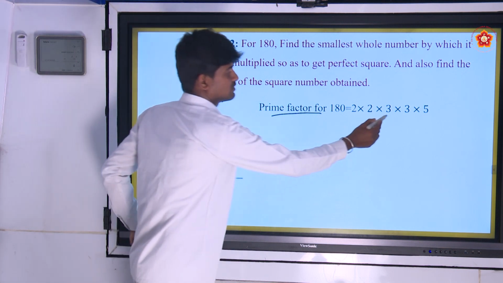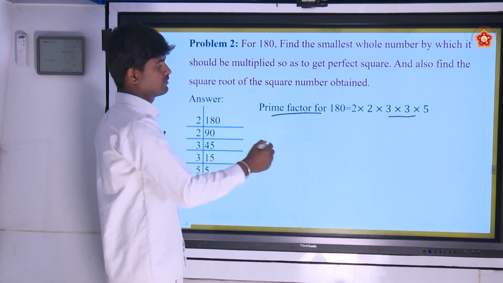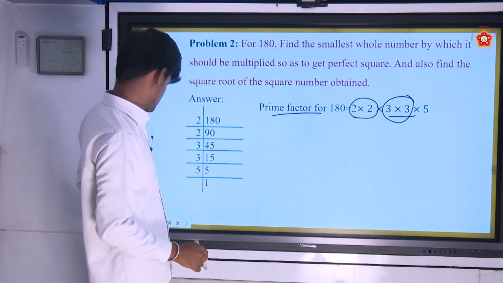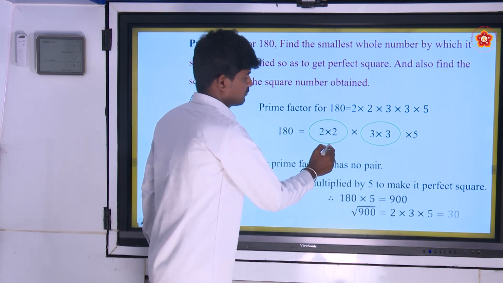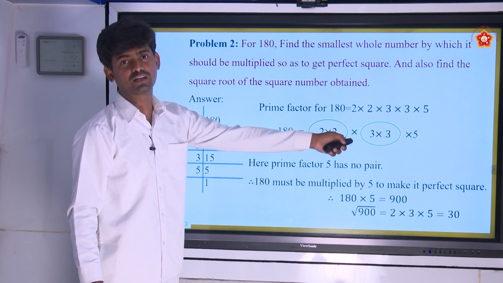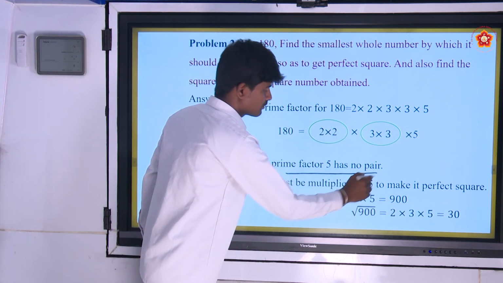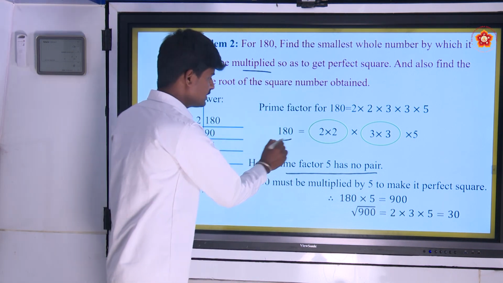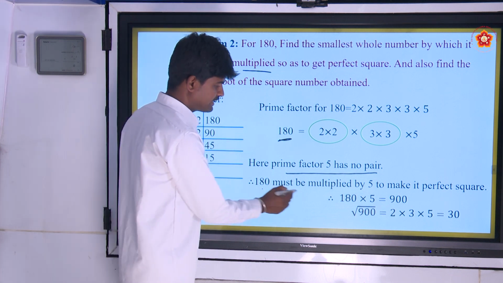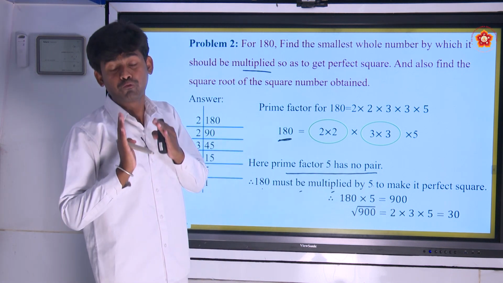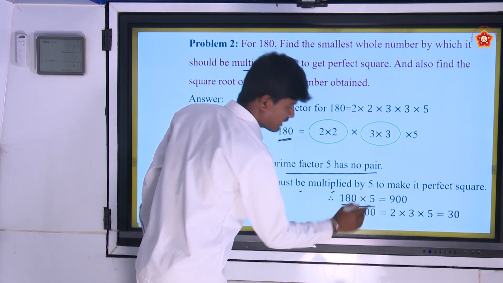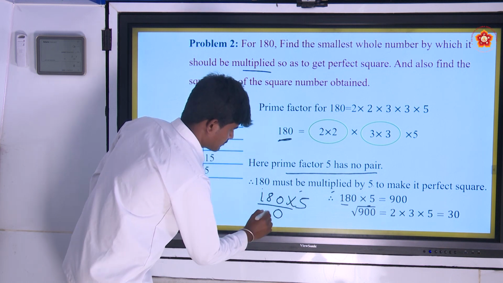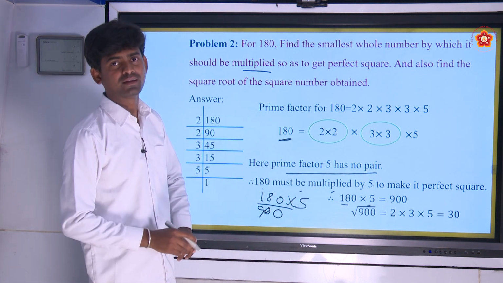Now these are the prime factors: 2 into 2 into 3 into 3 into 5. See, here is the grouping, but 5 has no pair. So what to do? It should be multiplied. So this number is multiplied by 5. So 180 must be multiplied by 5 to make it a perfect square. 180 into 5 is 900.